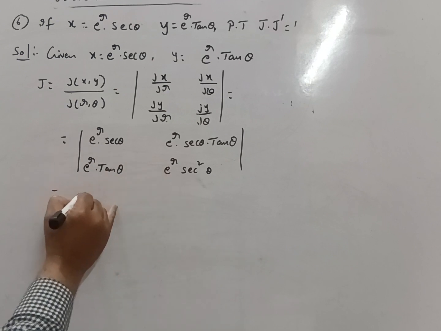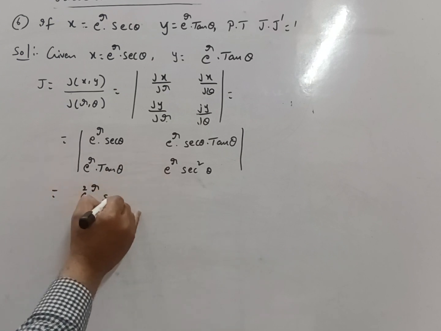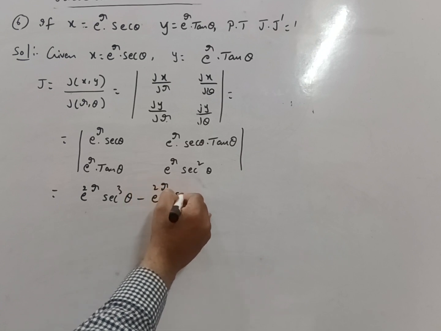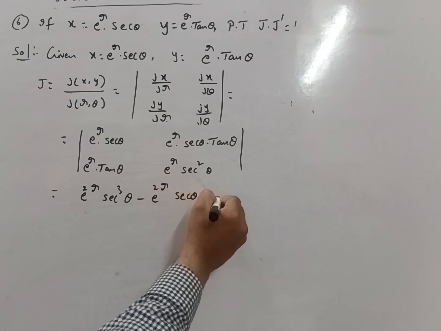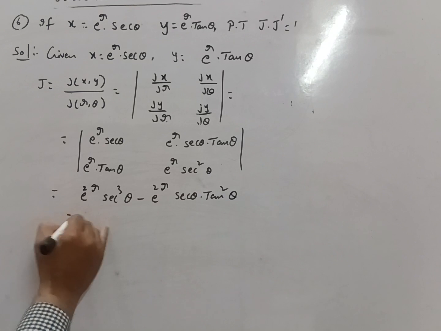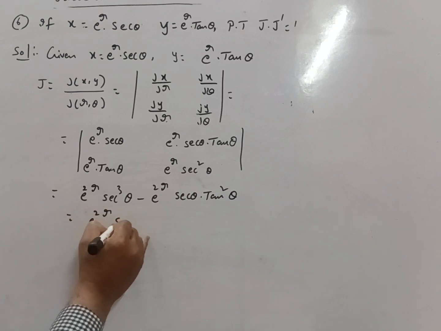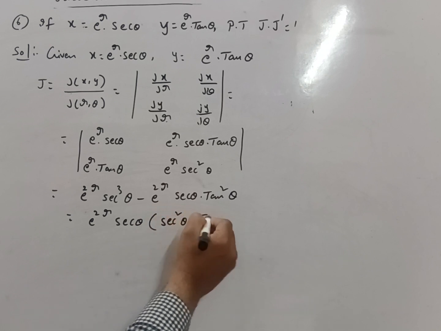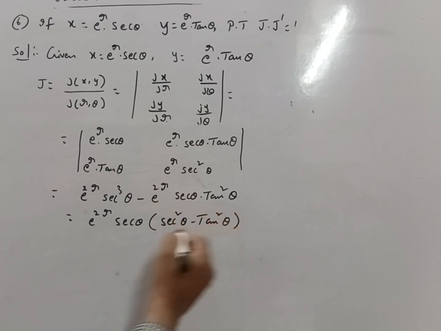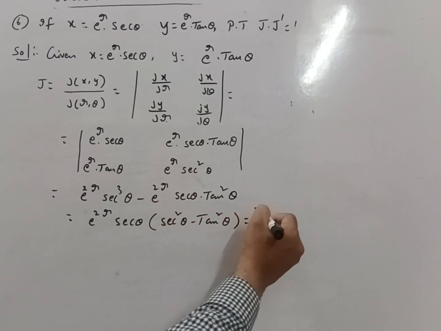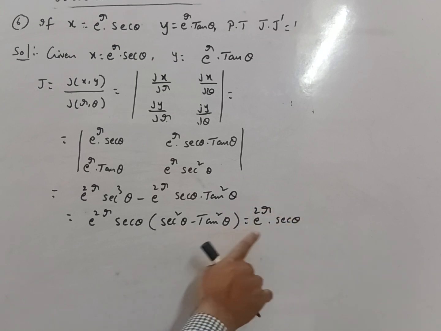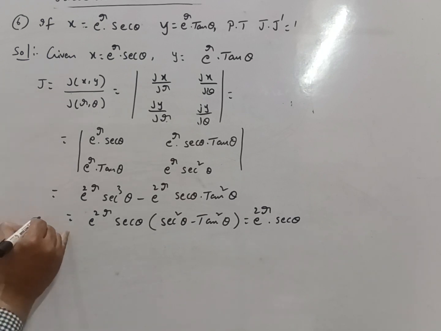E power r into e power r, e power 2r secant cube theta minus e power 2r secant theta into tan square theta. So take out e power 2r secant theta common. So what I get here: secant square theta minus tan square theta. How much is it? It is 1. So this value is 1. So I get here e power 2r into secant theta. This is the value of j.